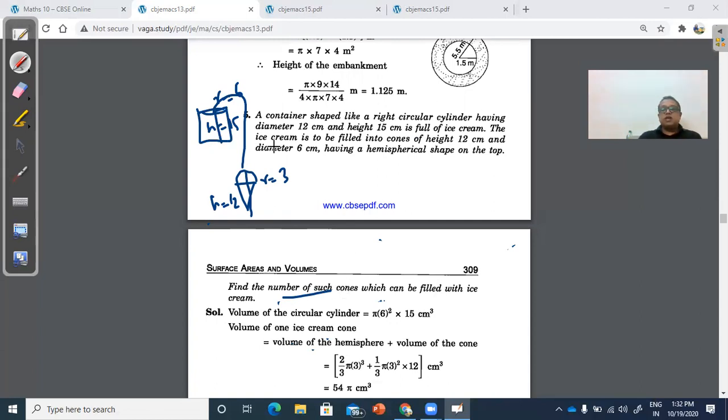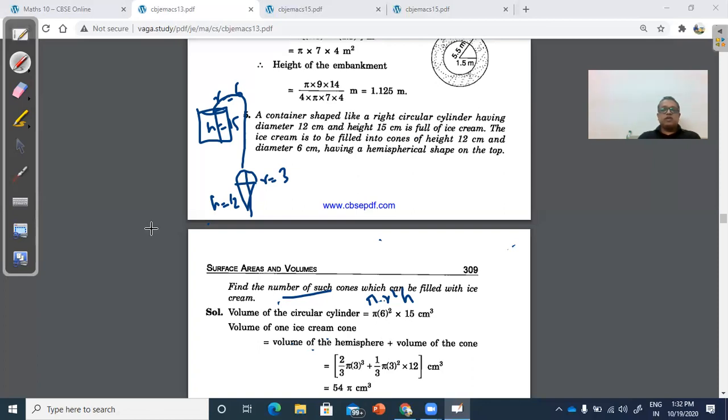So number can be found by taking out the volume of the cylinder and dividing by the volume of one ice cream cone. So what is the volume of the cylinder? Pi r square h. So pi into 6 into 6 into 15. So that's going to be the volume of the cylinder. And what will be the volume of the ice cream cone? It will be 2 by 3 pi r cube, that is the volume of the hemisphere, plus the volume of the conical part, that is 1 by 3 pi r square h. So when I calculate this, I'm going to get 54 pi.